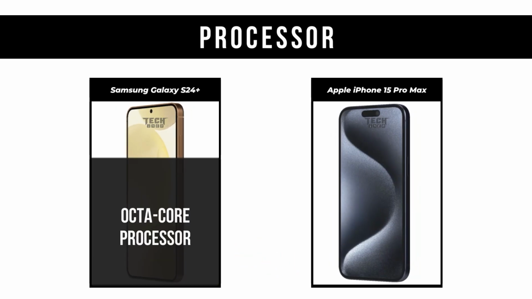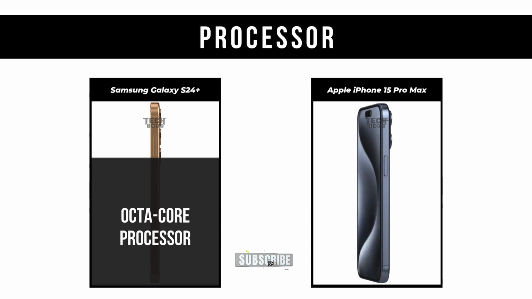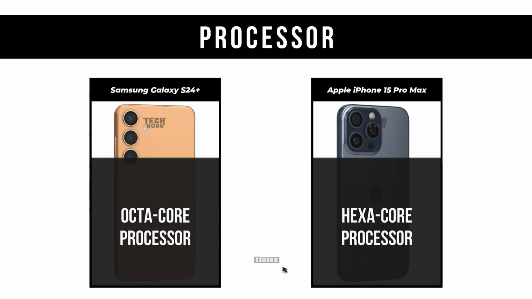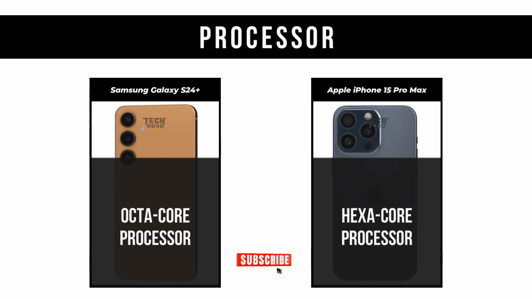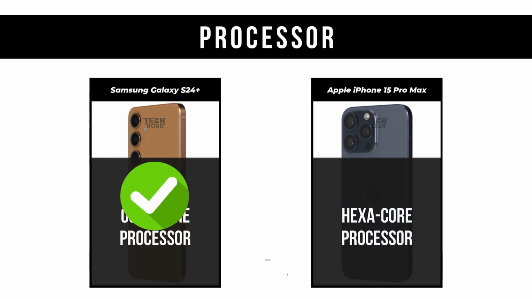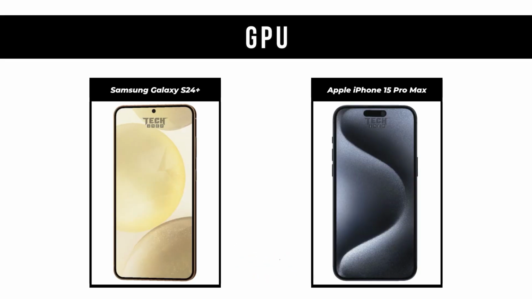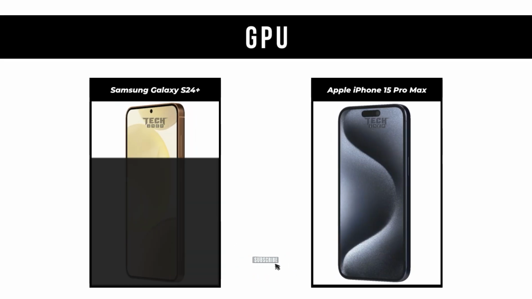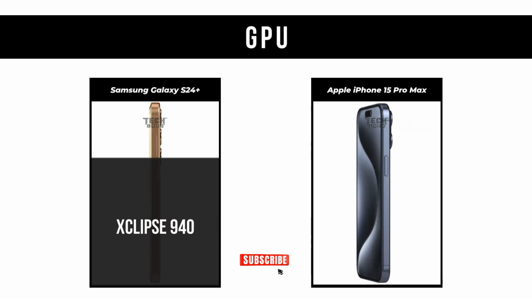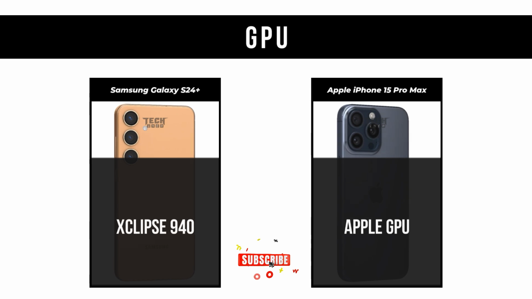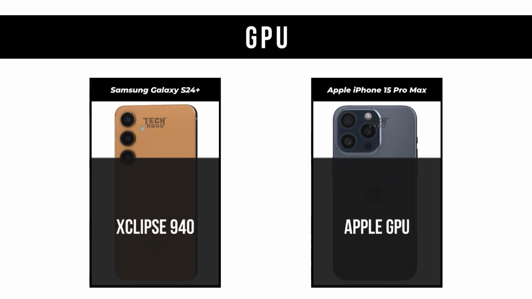Processor. Samsung Galaxy S24 Plus is octa-core processor. Apple iPhone 15 Pro Max is hexa-core processor. GPU. Samsung Galaxy S24 Plus is Xclipse 940. Apple iPhone 15 Pro Max is Apple GPU.